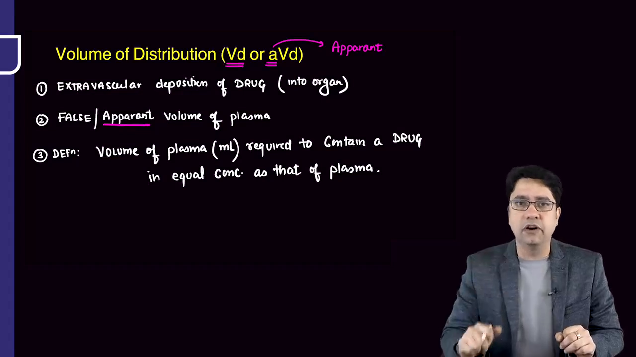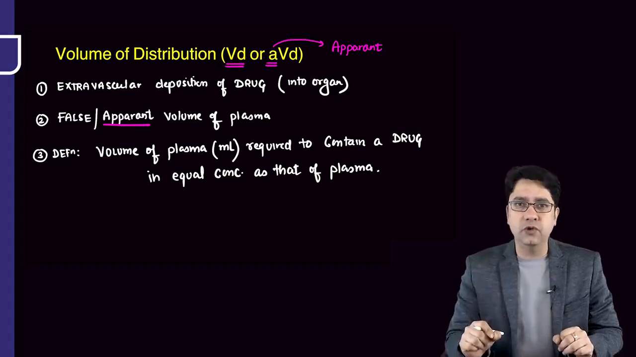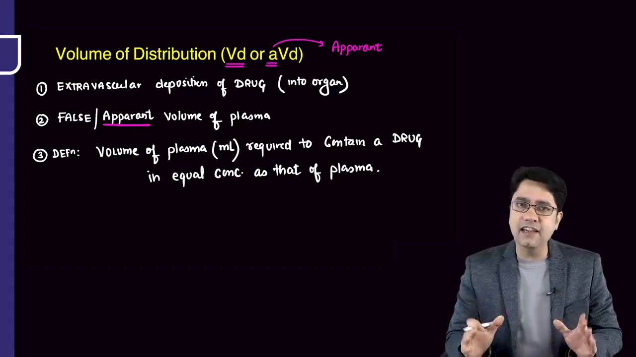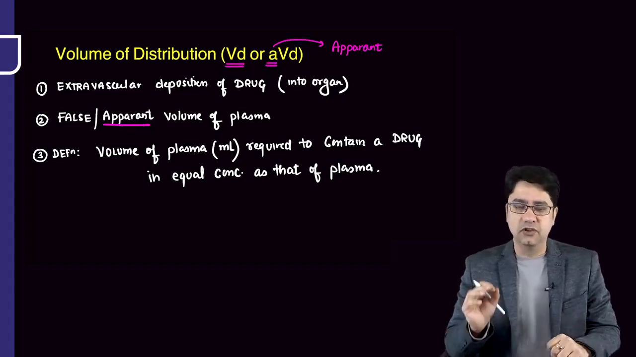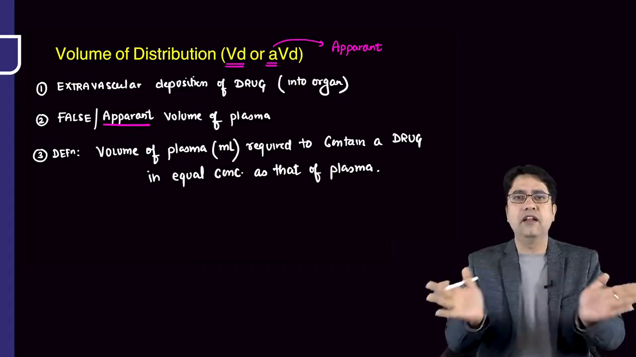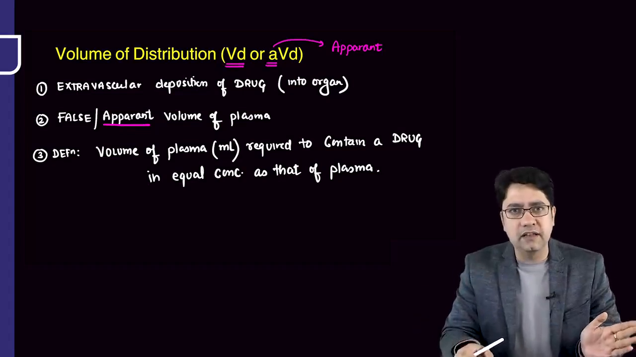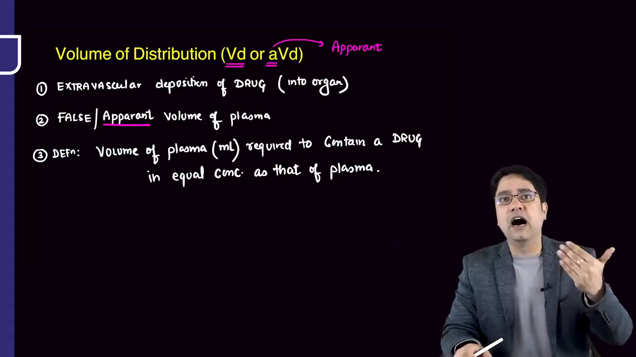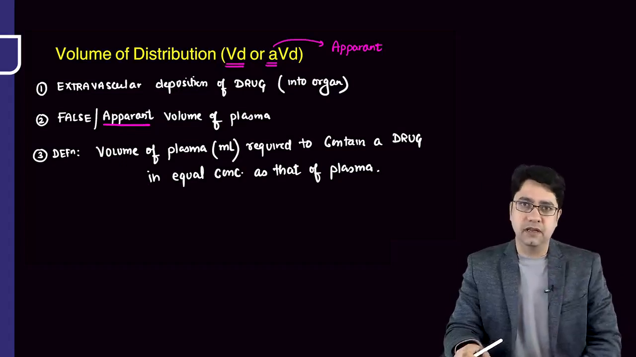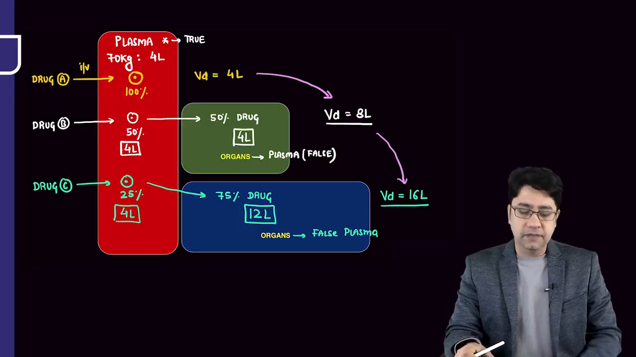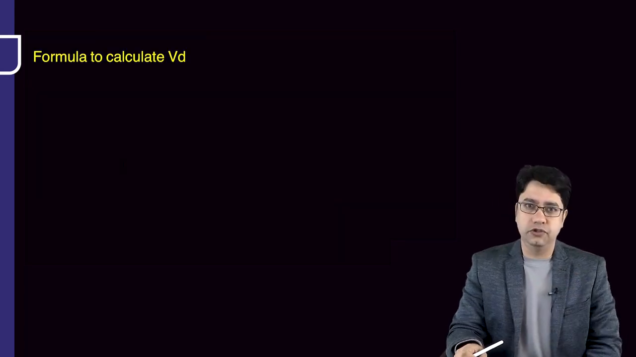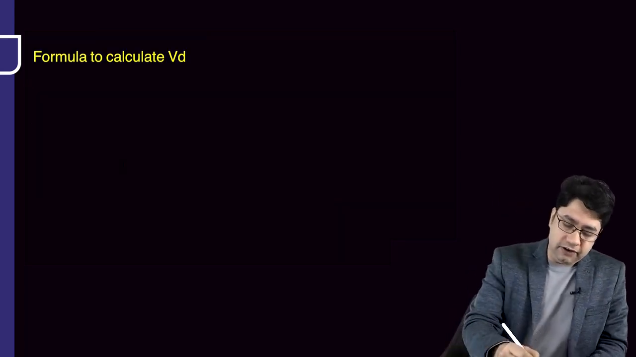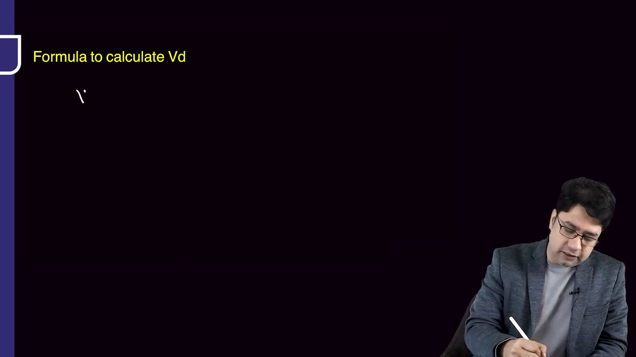It is the volume of plasma required to contain a drug in equal concentration. So in simple words, if a drug is moving out of a blood vessel and getting deposited into the organ, it will have high volume of distribution. So how do we calculate this volume of distribution? The formula to calculate VD is very simple and logical.